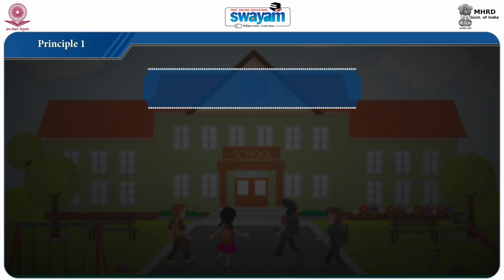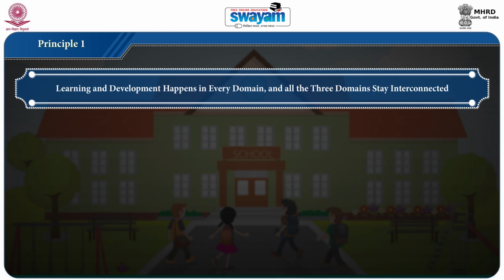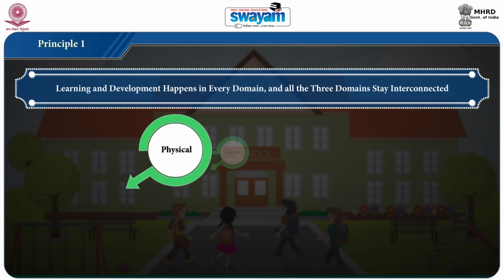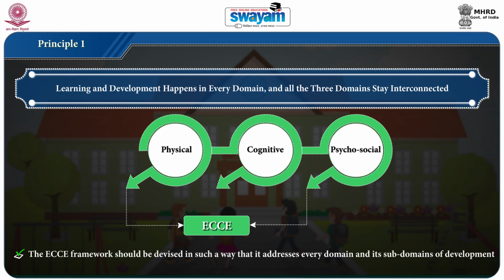The principle 1 is learning and development happens in every domain and all the 3 domains stay interconnected. The 3 major domains of development, namely physical, cognitive and psychosocial, are said to be interrelated. In other words, a change or development in one domain affects the other 2 domains. Hence, ECCE framework should be devised in such a way that it addresses every domain and its subdomains of development.